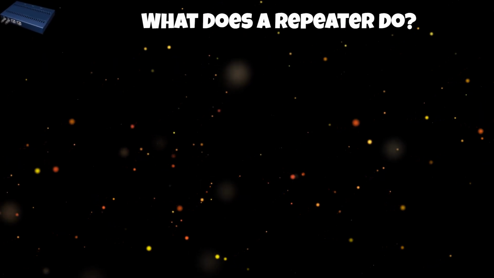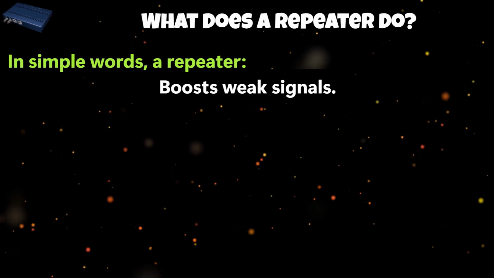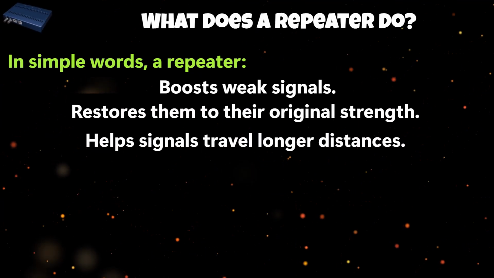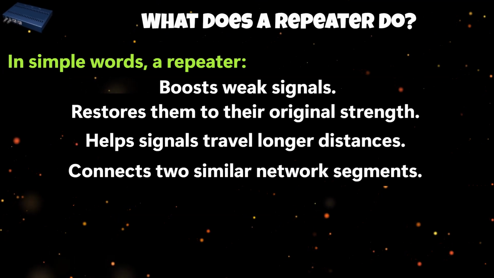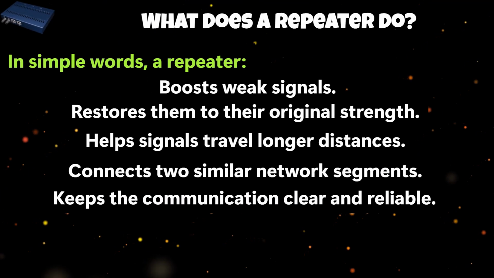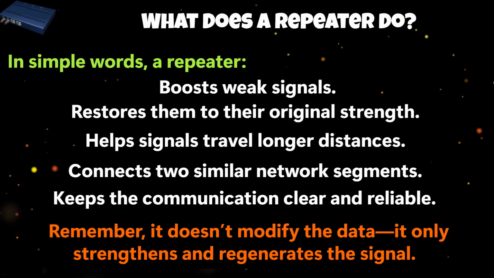What does a repeater do? In simple words, a repeater boosts weak signals, restores them to their original strength, helps signals travel longer distances, connects two similar network segments, and keeps the communication clear and reliable. Remember, it doesn't modify the data, it only strengthens and regenerates the signal.